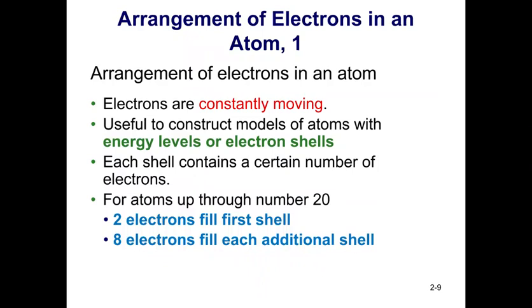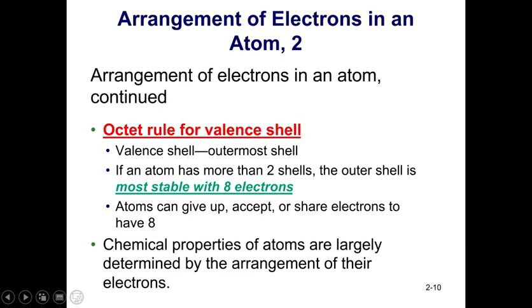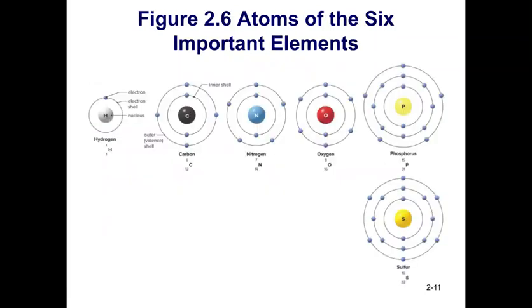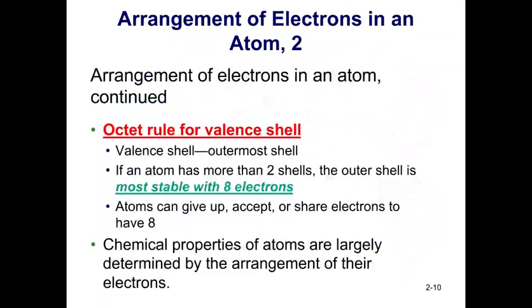For atoms up through number 20, we follow this rule of filling up the shells with electrons. The first shell, the first ring from the nucleus, can hold up to 2 electrons. Thereafter, the second ring, third ring, and so on can hold up to 8 electrons. So they basically follow the octet rule. The octet rule shows that elements are happy when all their outer spaces for electrons are filled up with 8 electrons, or in the case of hydrogen, with 2 electrons.